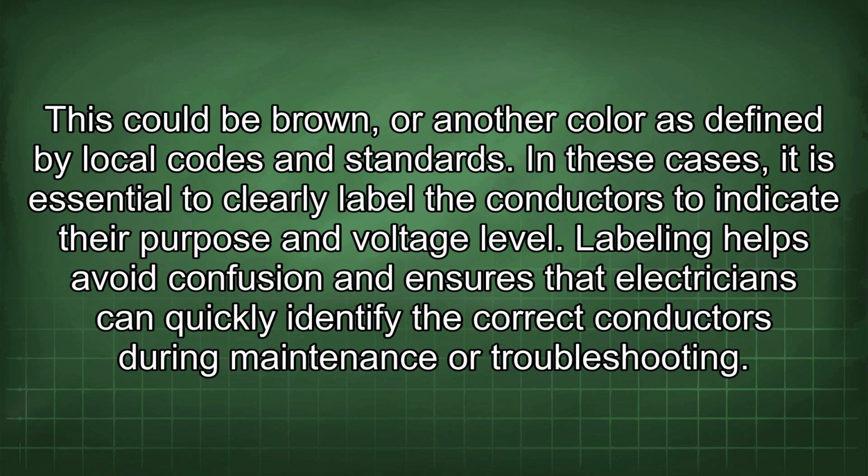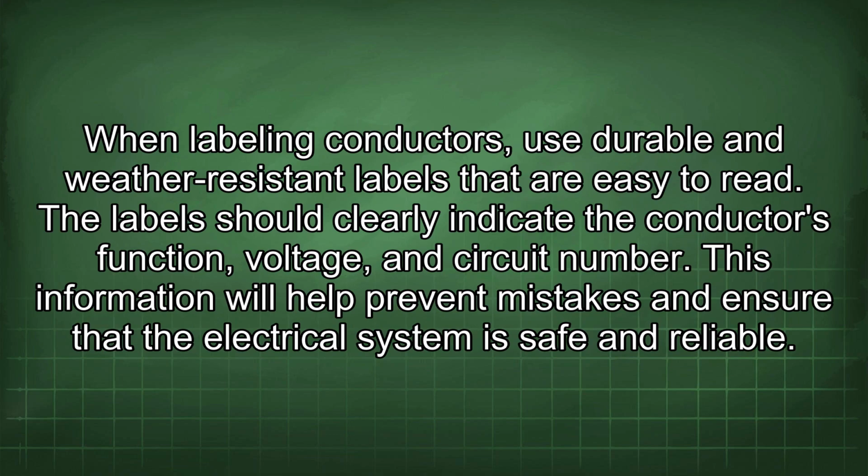In these cases, it is essential to clearly label the conductors to indicate their purpose and voltage level. Labeling helps avoid confusion and ensures that electricians can quickly identify the correct conductors during maintenance or troubleshooting. When labeling conductors, use durable and weather-resistant labels that are easy to read. The labels should clearly indicate the conductor's function, voltage, and circuit number. This information will help prevent mistakes and ensure that the electrical system is safe and reliable.